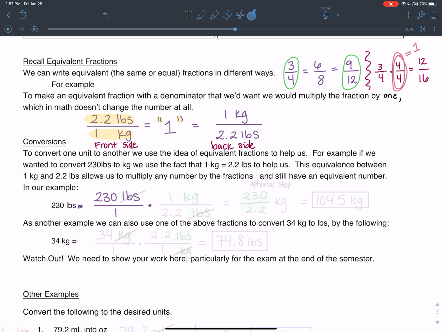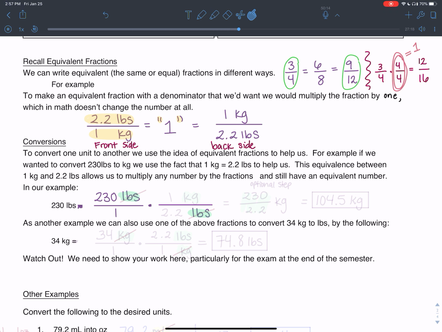So it's kind of like how things cancel in mathematics with fractions. When I write a fraction, which fraction do I want to use? Do I want to use the 2.2 pounds over 1 kilogram, or do I want to use the 1 kilogram over 2.2 pounds? There's a choice there. So if I want this to cancel, I want pounds to be in the bottom so I can cancel with the pounds in the top. We will talk about this over and over again to make sure. So this is the fraction I want.